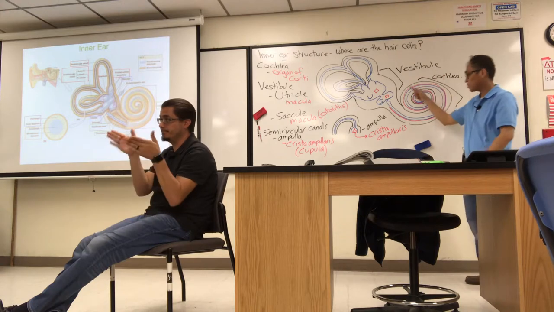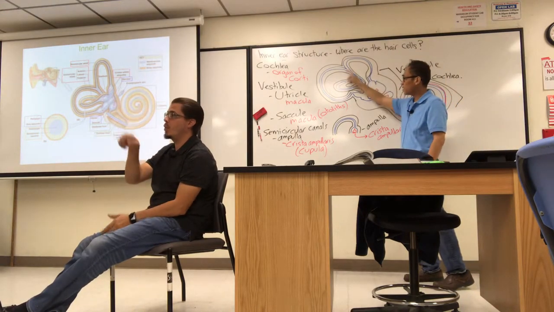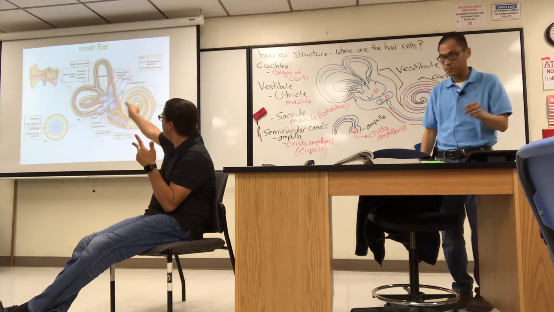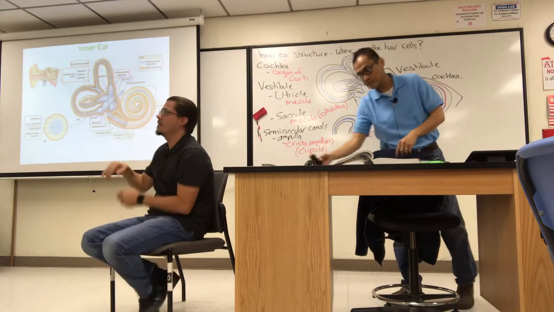Okay. So we've got the vestibule, and these are our three semicircular canals. And that's basically the inner ear. So I want to go back to those pictures that I skipped. But are there any questions on this?